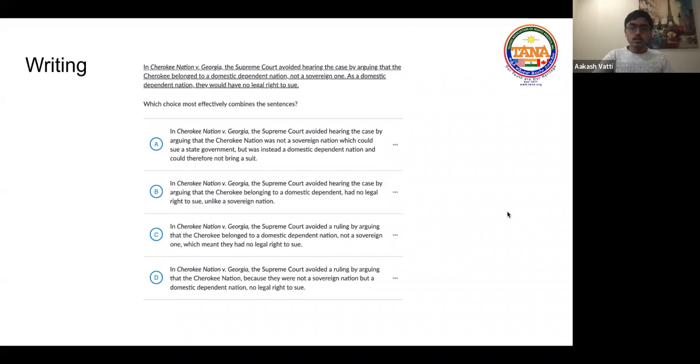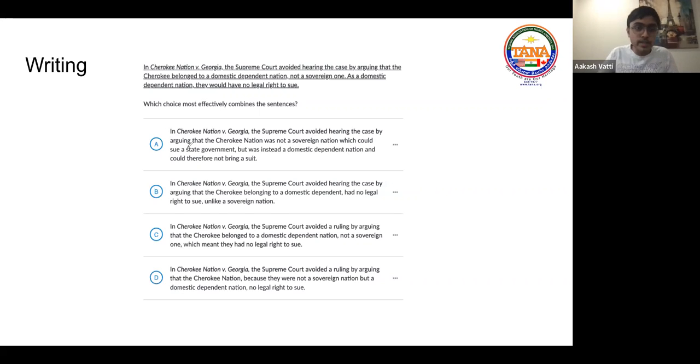All right. So for this question, in Cherokee Nation versus Georgia, the Supreme Court avoided hearing the case by arguing the Cherokee belonged to a domestic dependent nation, not a sovereign one. As a domestic dependent nation, they have no legal right to sue. So, answer choice A. In Cherokee Nation versus Georgia, the Supreme Court avoided hearing the case by arguing that Cherokee Nation was not a sovereign nation which could sue a state government, but was instead a domestic dependent nation, therefore could not bring a suit.